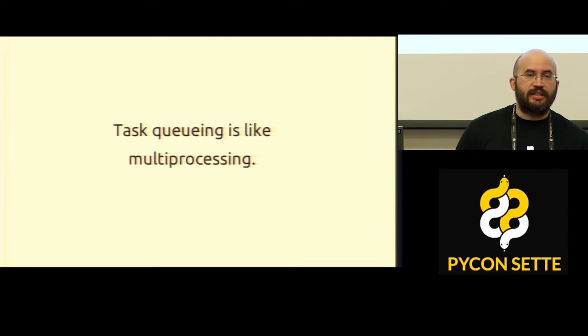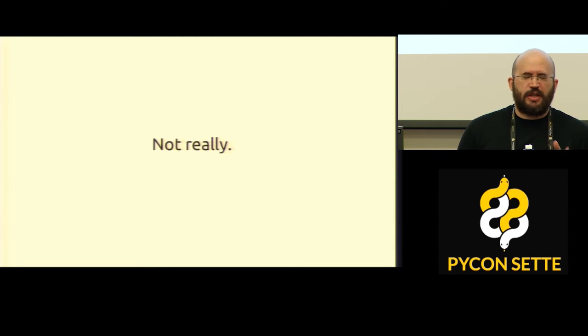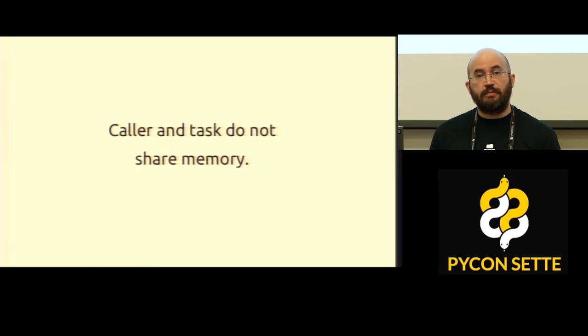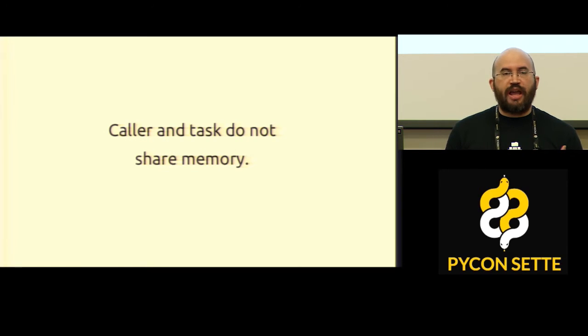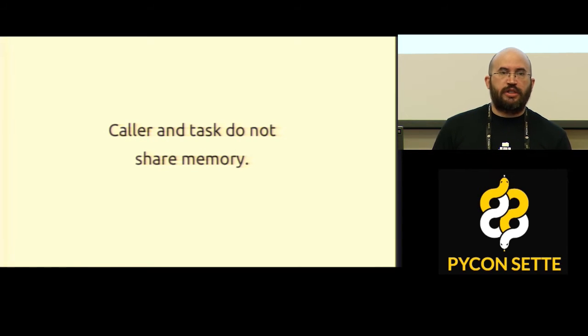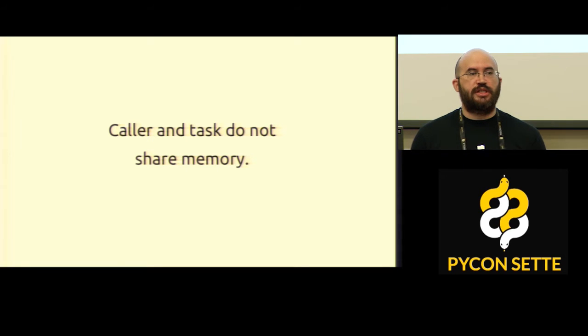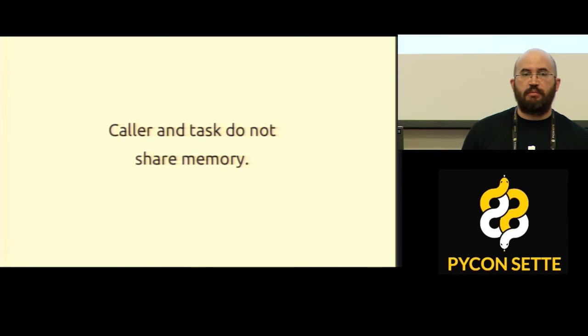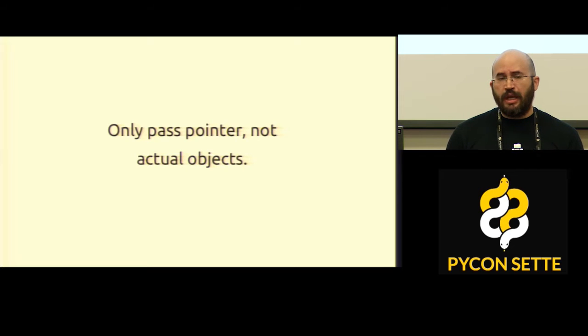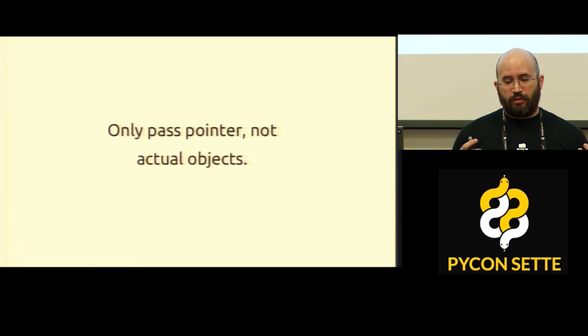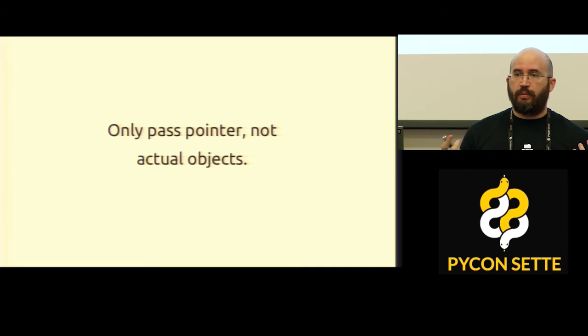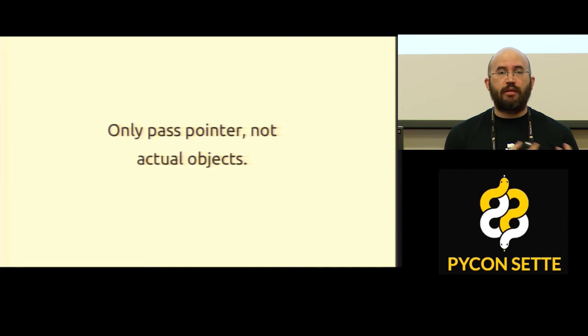So task queuing is like Python multiprocessing. It is not, because you are not running processes in the same machine. You don't have shared memory, which is the first thing we use in multiprocessing to do locks and semaphores and messages. And because the workers and the front end might not even be running the same technology, you cannot pass objects.